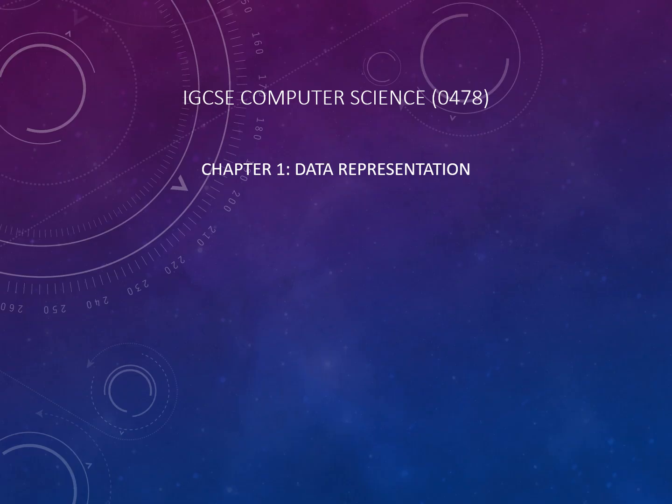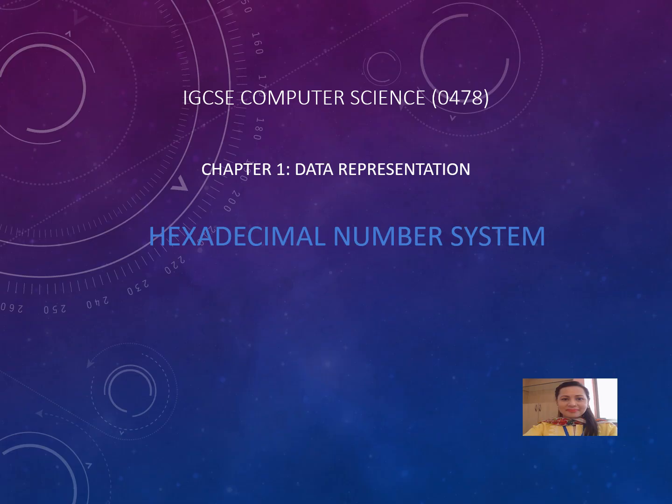In the previous video, you studied the binary number system. If you want to go back to that, you can go and refer to it. In this presentation, we are going to discuss what the hexadecimal number system actually is. In O levels we study three number systems, which are binary, ternary, and hexadecimal number system.